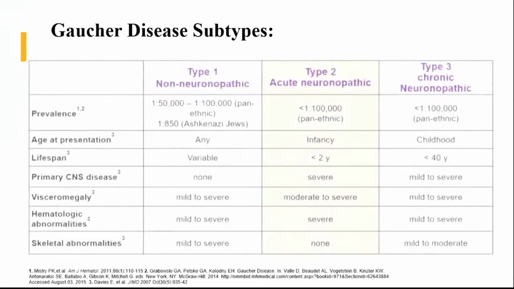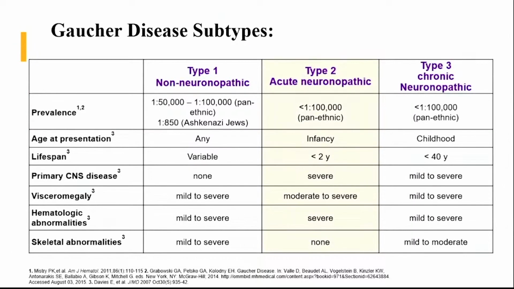So those are the 3 types of Gaucher disease. Type 1 is non-neuropathic, and the incidence, as I have mentioned before, it presents at any age, and the lifespan is variable. There is no CNS involvement, but mainly there is visceromegaly, hematological abnormality, and skeletal abnormality, mild to severe.